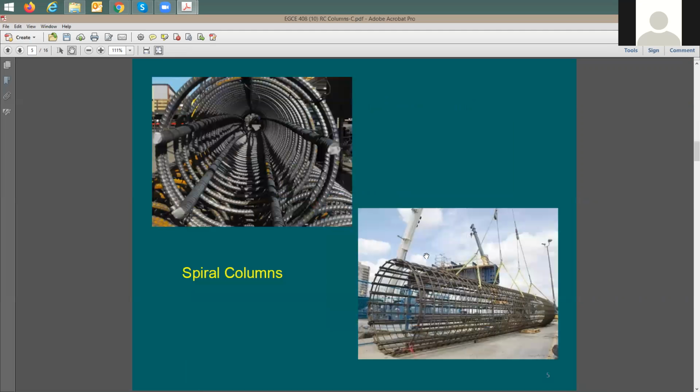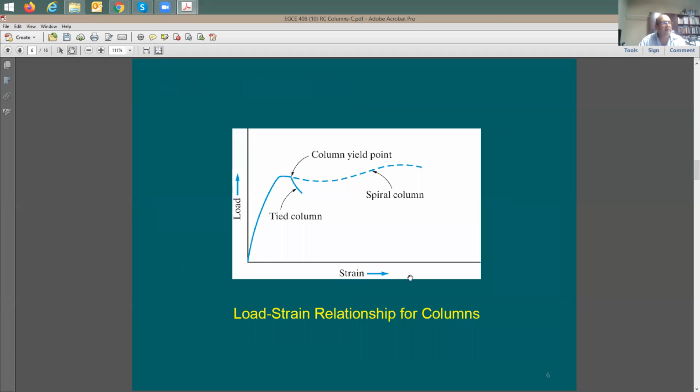So here's the amount of confinement reinforcement. You have lots of this spiral. And this is the reason that the performance of the column is going to be much stronger, right? And more ductile than tied columns.